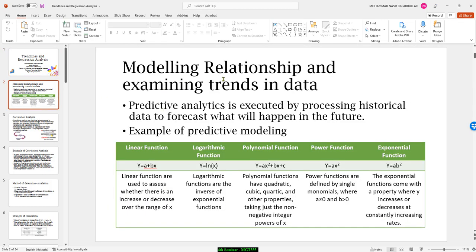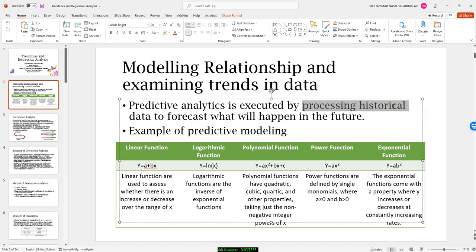So now, modeling relationship and examining trend in data. So predictive analytics is executed by processing historical data. So it means that for projection of data, we are not fortune tellers, we are based on the past data. When we have data, then we can do a projection, right? So to do a projection, you need to have historical data, meaning the past data. If we want to project sales for the future, we need to have data that we collected before this, to forecast what will happen in the future.